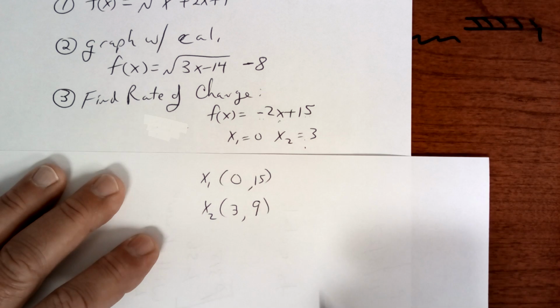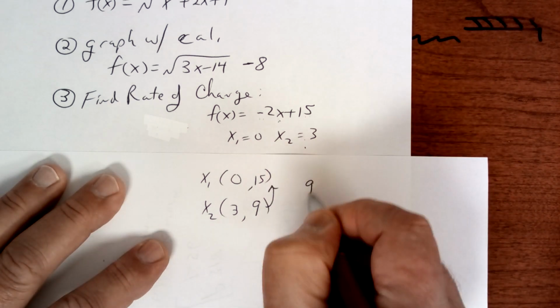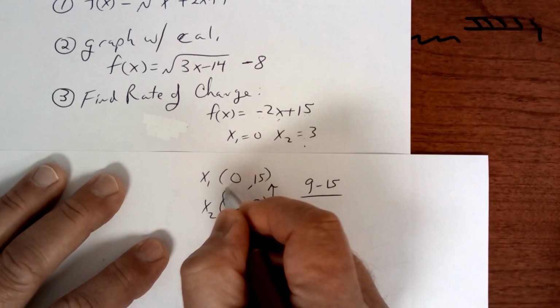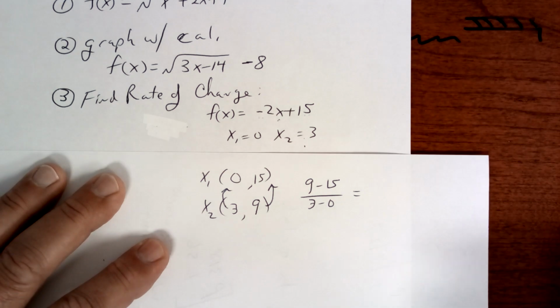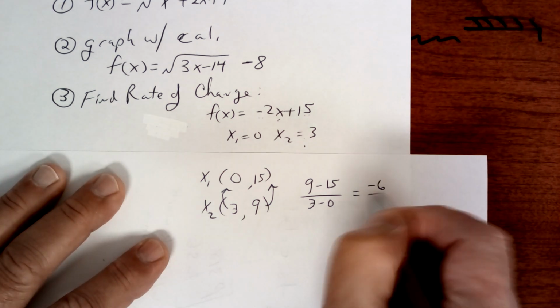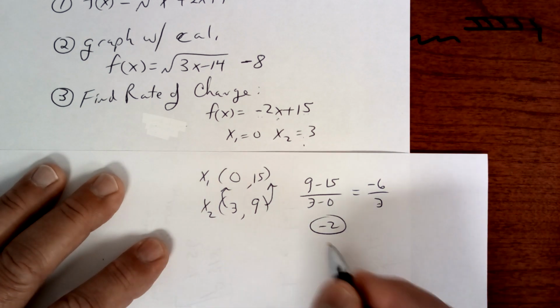Positive 9. So to find slope, you're going to take y minus y. So 9 minus 15 over 3 minus 0. So the rate of change here is going to be a -6 over 3, which is a -2. There it is, rise over run. Put a 1 under there.